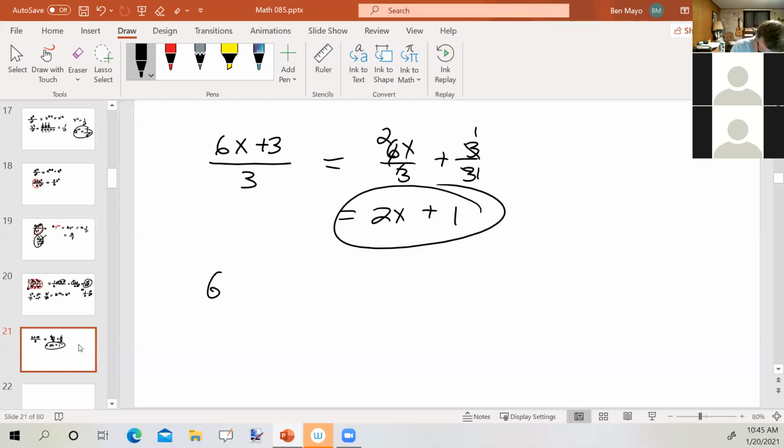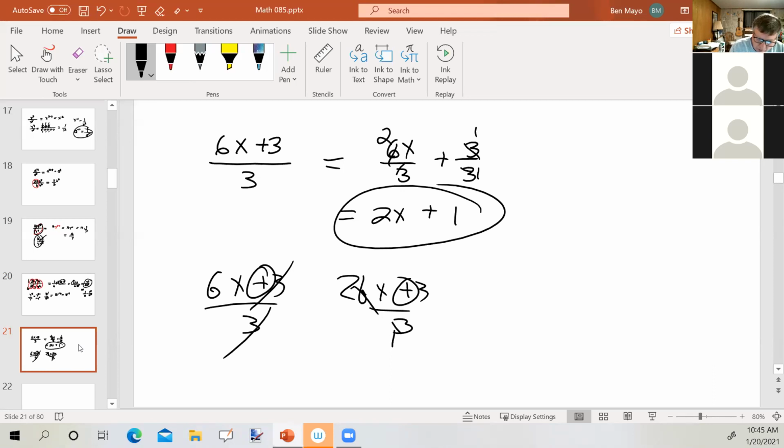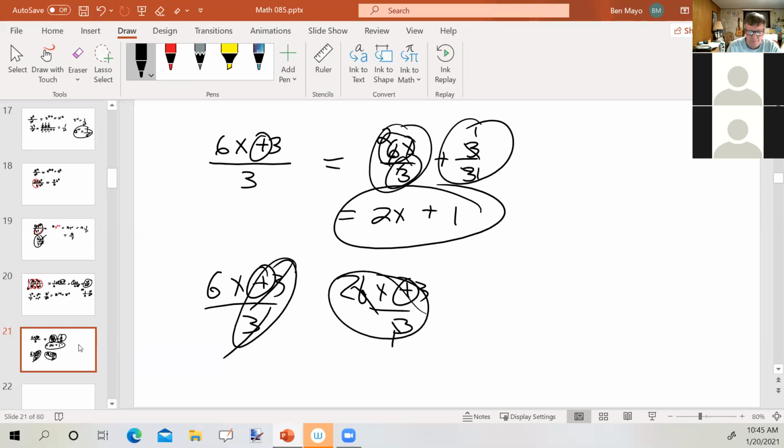What you don't want to do is do something like that, or like that. You can't do that because these are terms in the numerator. You can only reduce if everything in the numerator is a factor of the numerator, and everything in the denominator is a factor of the denominator. So we've got to separate out the separate terms and then reduce each one separately. You can't do this or this. Doesn't work that way.